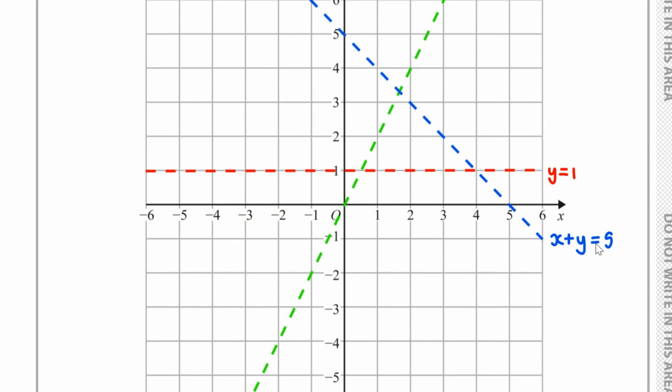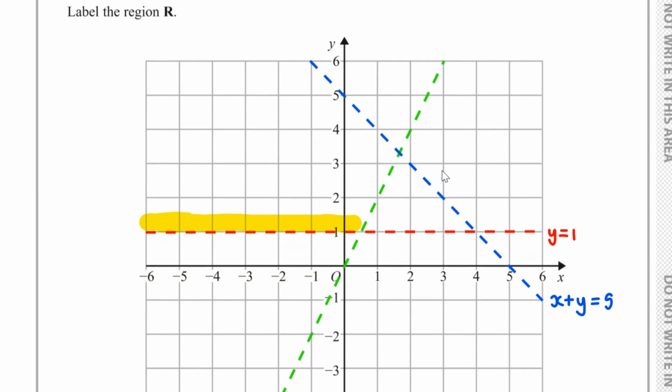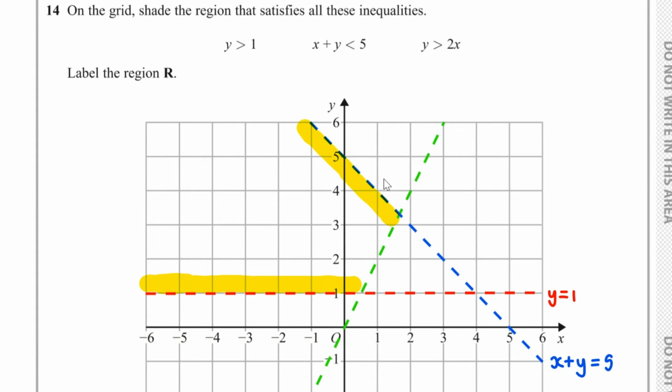So now we want the region above y equals 1, so that's everything here. We want the region where x plus y is less than 5. So that's over here. And we also want the region where y is greater than 2x, so that is over here. So this is the region which we want.